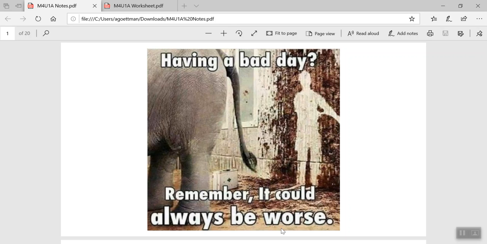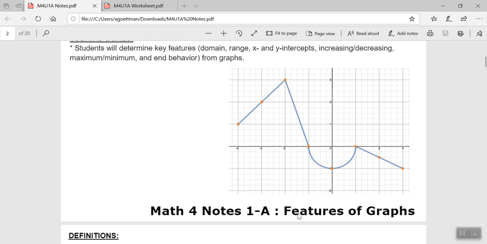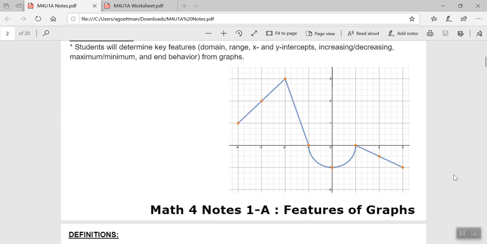Okay, this is the replacement set of notes for 1A for Math 4. I had originally done these in front of a whiteboard, but people were telling me they can't see it and they can't hear me. So here we go. Here's the replacement. We start with what the goals are for today.